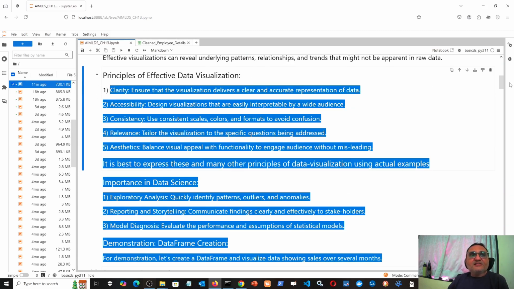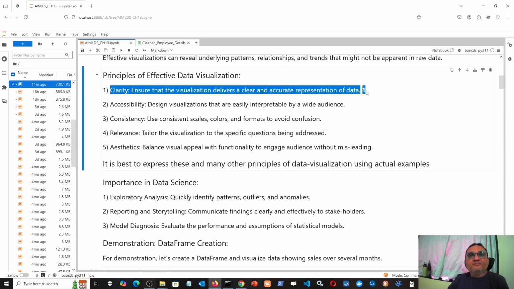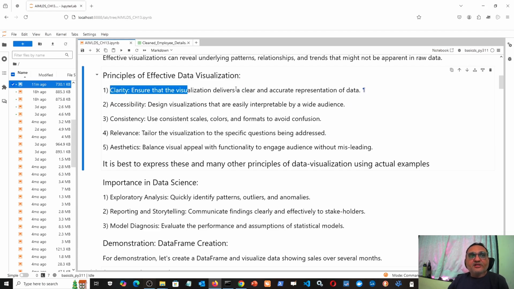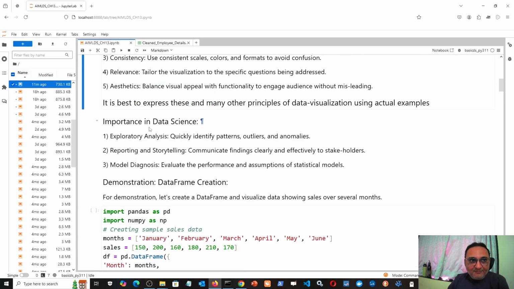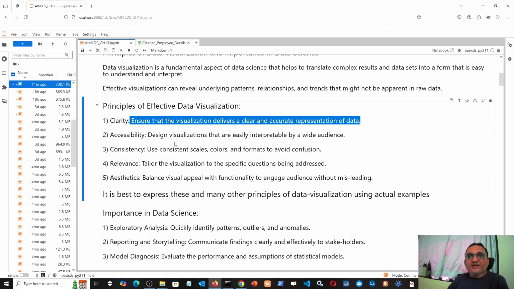Again, these principles are not to be learned by heart, because we are not preparing for a university examination here. We are actually preparing as an applied data scientist who can actually work in industries, right? So these principles we will take by examples only, code examples and their corresponding plots. Okay, so clarity. First thing is clarity. Ensure that the visualization delivers a clear and accurate representation of data.